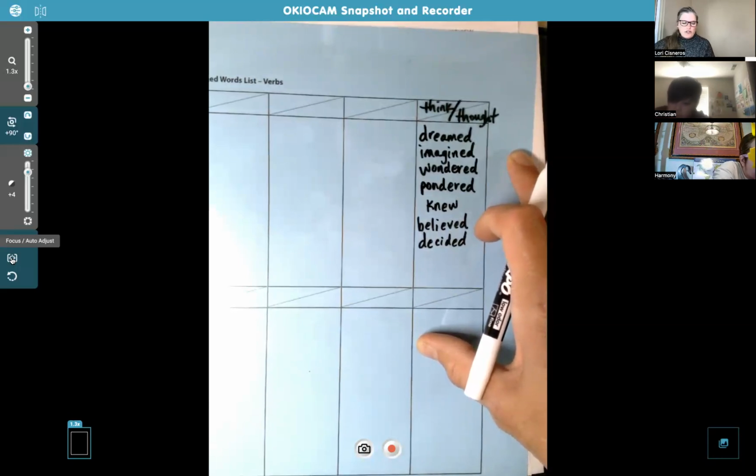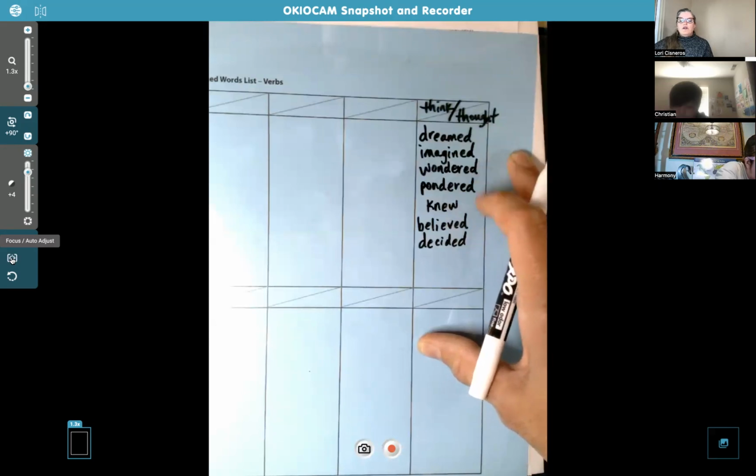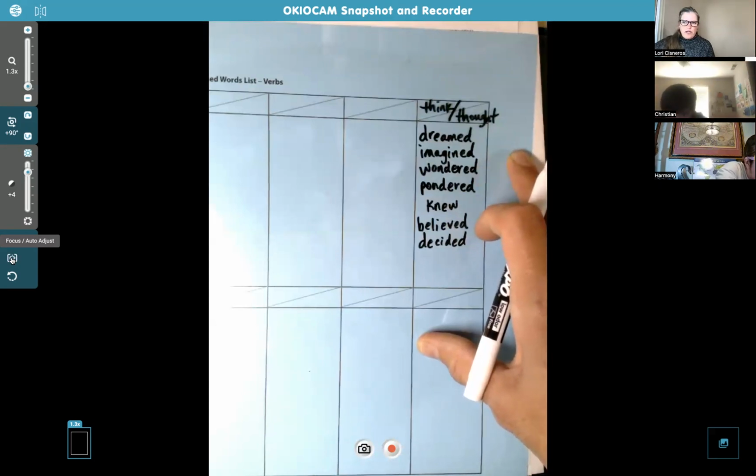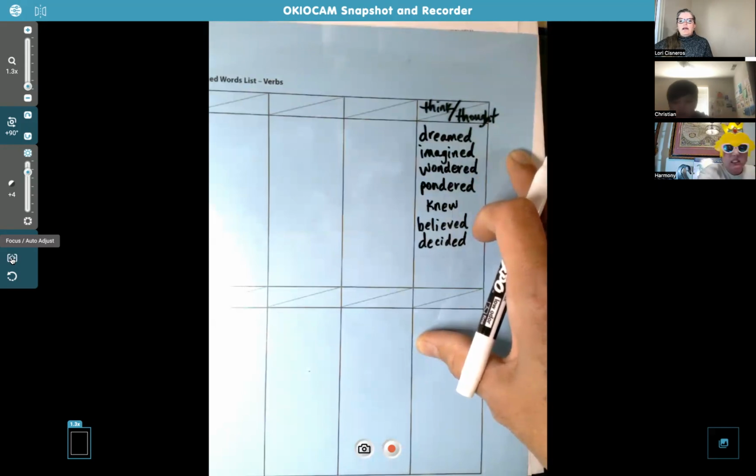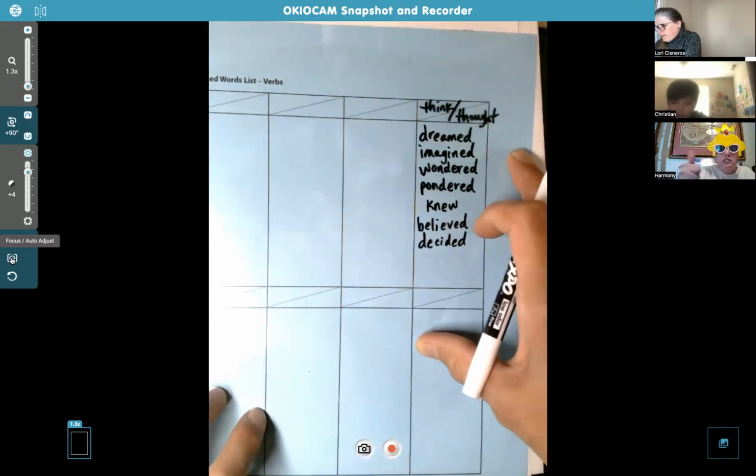So you're going to have to really stretch your brain a little bit when you're writing. And don't use think, thought anymore, okay? You can pick one of these words, or if you come up with a different one, that's okay too. It doesn't have to be on this list. Give me a thumbs up when you have those written down. Okay, I see that, Christian. Dreamed, imagined, wondered. Good. Okay.